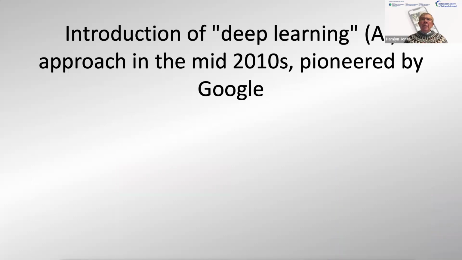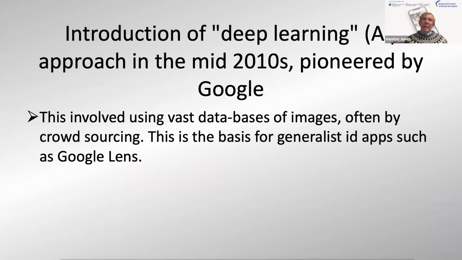But around the mid 2010s, 2013 or so, the deep learning approach was pioneered by Google, with Google Lens being introduced. This approach involved using vast databases of images, often collected from crowdsourcing or Google's scouring of the internet. And this approach is the basis for the generalist ID apps that there are out there, things such as Google Lens.